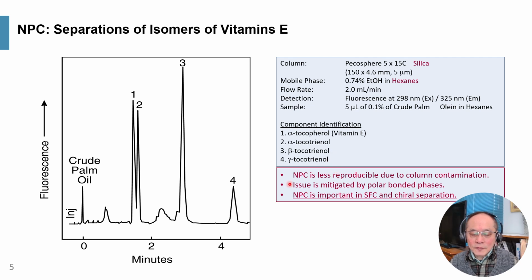Normal phase chromatography is less reproducible due to column contaminations from adsorption of some late eluted components on top of the column. This issue can be somewhat mitigated, but not completely eliminated, by the use of polar bonded phases. Normal phase, however, is important in the separation of isomers by supercritical fluid chromatography and also in chiral separations.